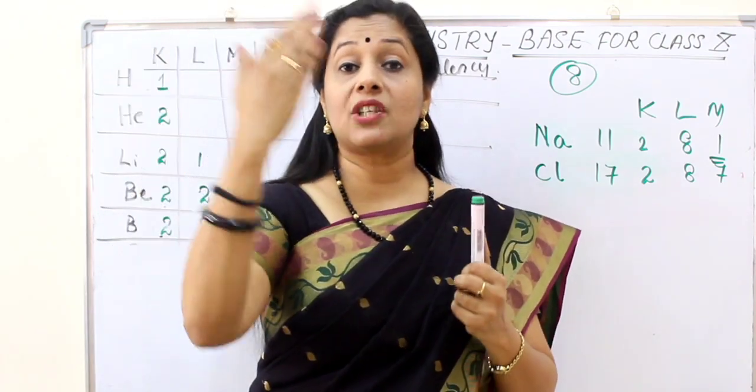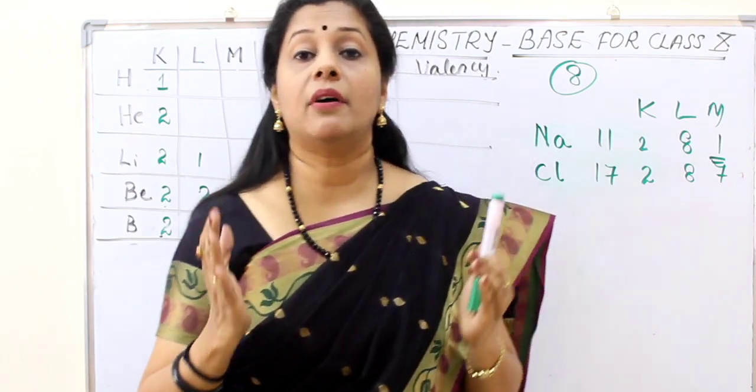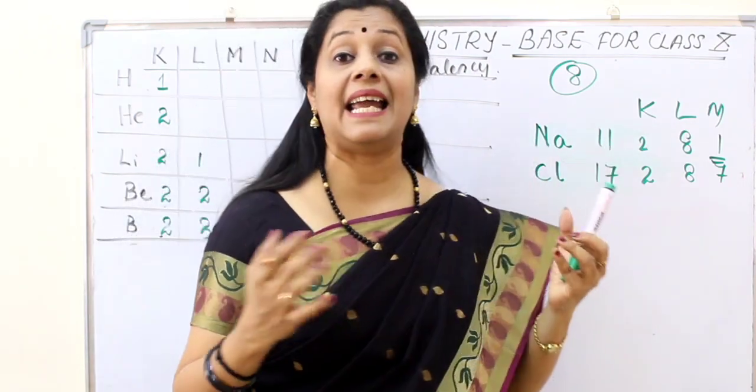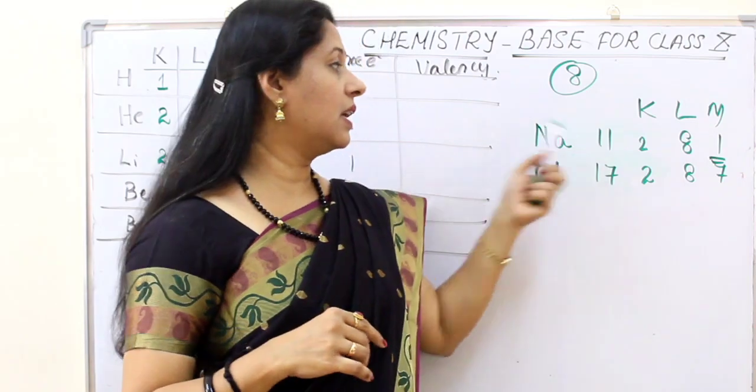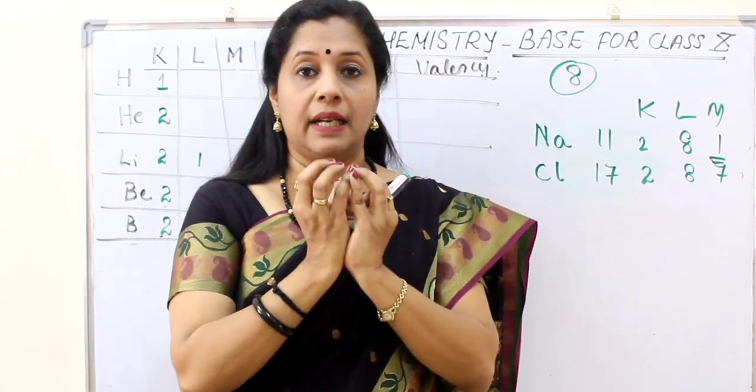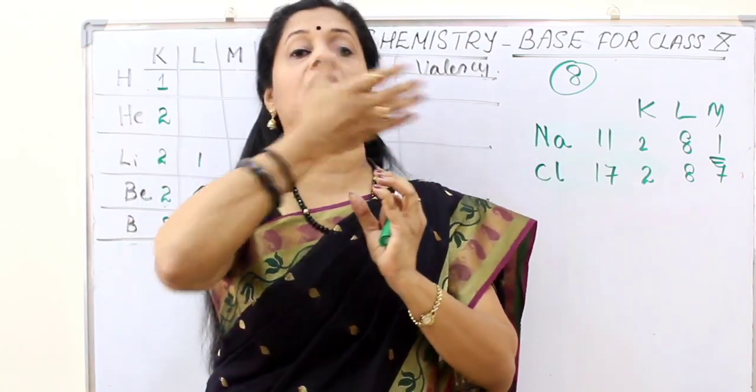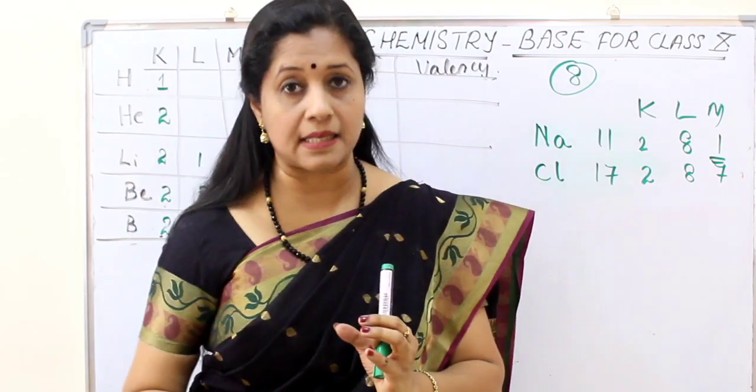So once 7 electrons come in, the total number of electrons will become 11 plus 7, 18. But how many protons are there? Only 11. So a nucleus with 11 protons cannot hold the 18 electrons around it. So it is an imbalance.